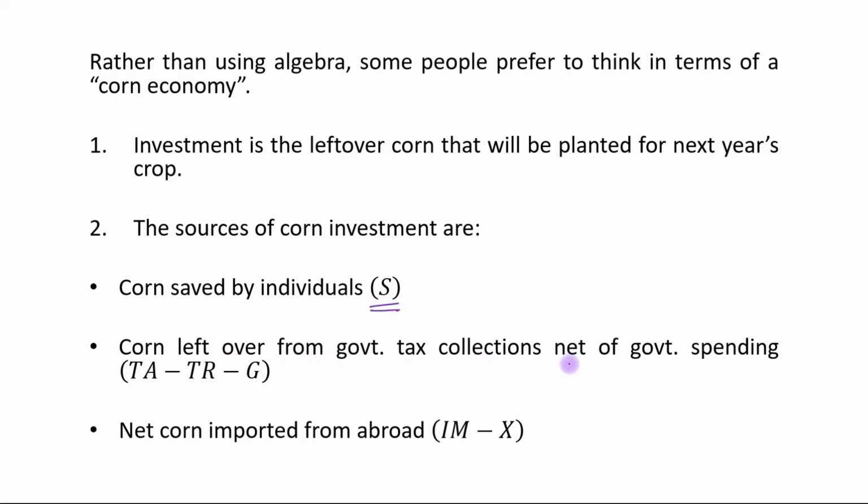tax collections net of government spending, that is government budget surplus, and net corn imported from abroad, that is net imports. Thank you.